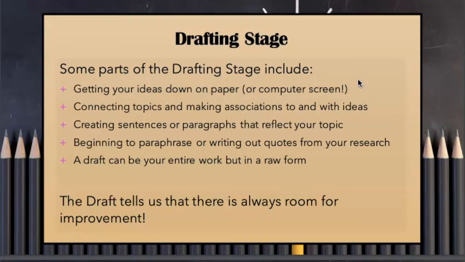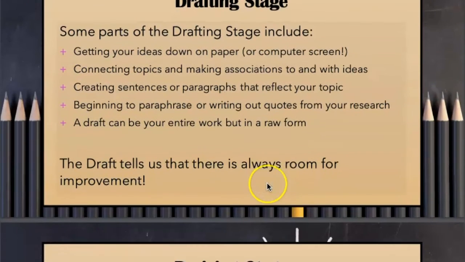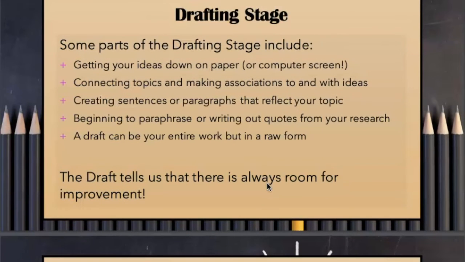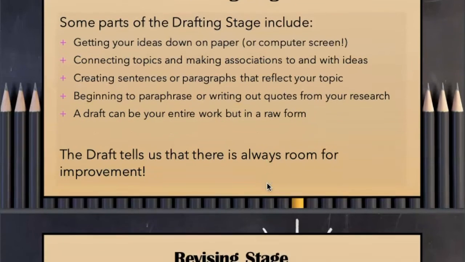Different parts of the drafting stage. You can write your ideas on paper or your computer. You can connect topics with other ideas. This is when you could start to maybe make it personal. If your professor wants you to have some personal flair to it, or maybe they just want generic facts and research only, this is when you can take the personal narrative out of there.